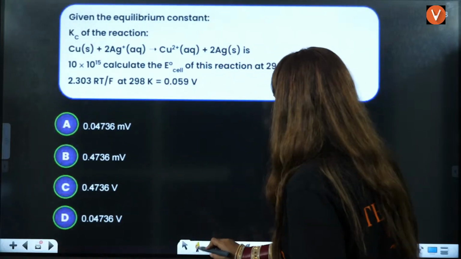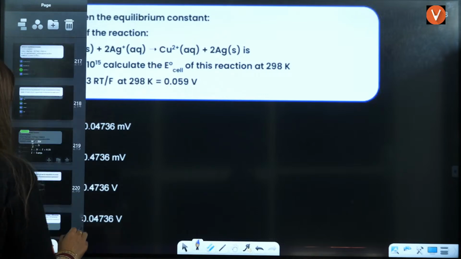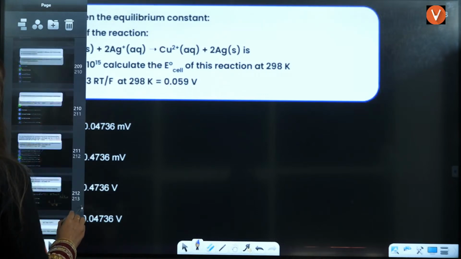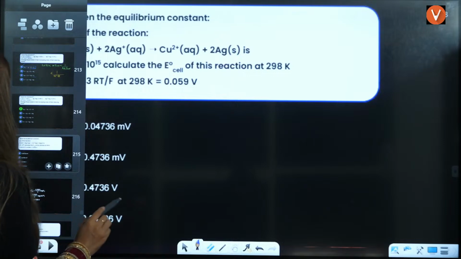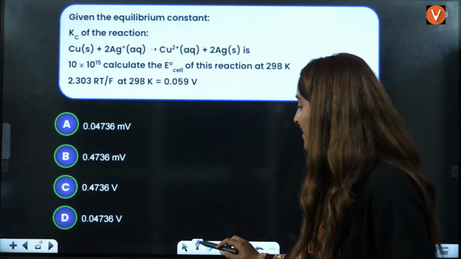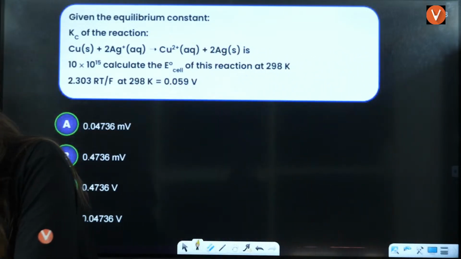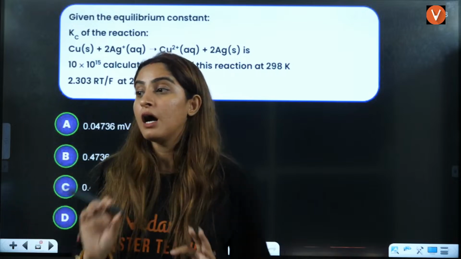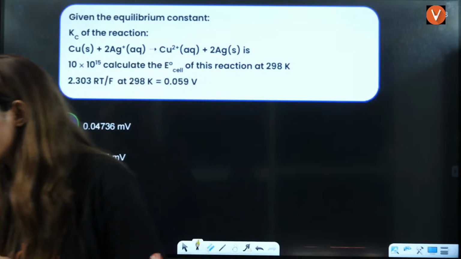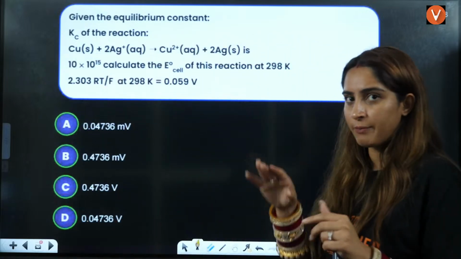Then there is given the equilibrium. Let us see how many questions we are left with. Right, so very few questions. Acha, we are only left with 3-4 questions. Okay, only 3-4. Arre baap re baap. That means we have completed like 100 questions. That is a very great thing that we are able to complete 100 questions, right? So I think by 3 p.m. we'll be able to complete 100 questions.